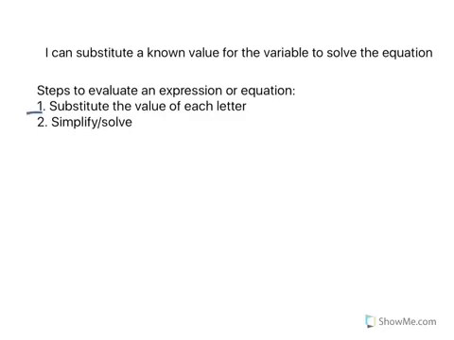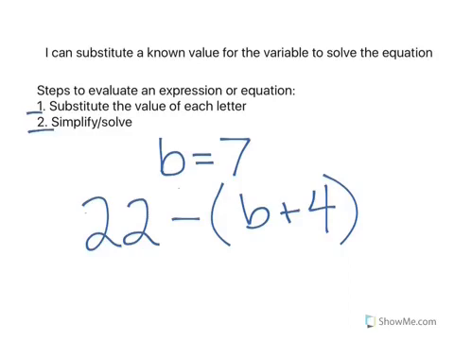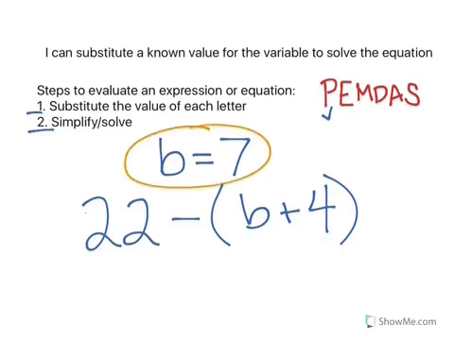So our second part of the learning target today is we're going to substitute a known value for the variable to solve the equation. So there's 2 steps we need to take. We need to first substitute the value, then we are going to simplify and solve. So in a problem like this, we have the variable, we know that b equals 7, and we have our expression 22 minus (b plus 4).